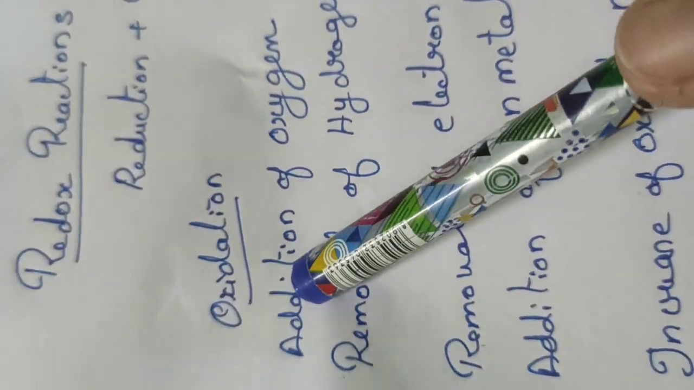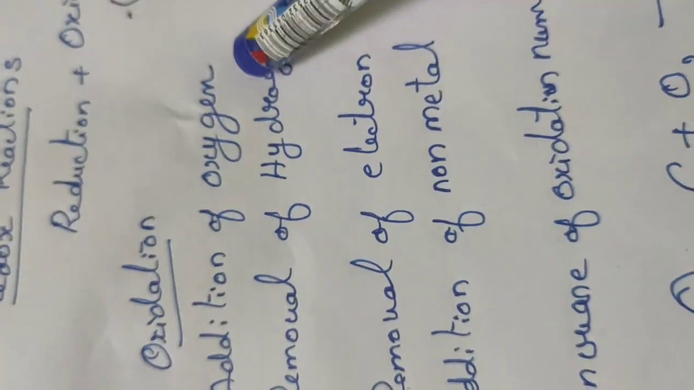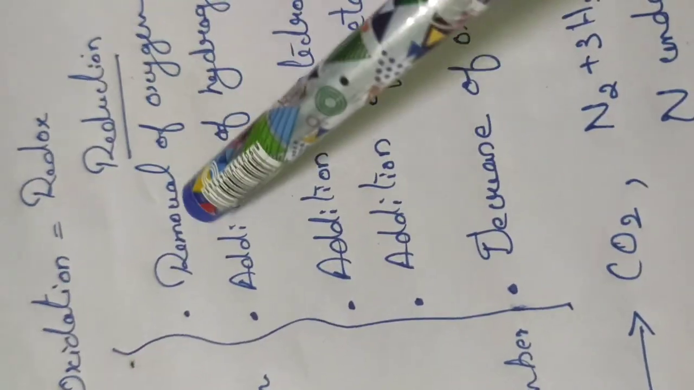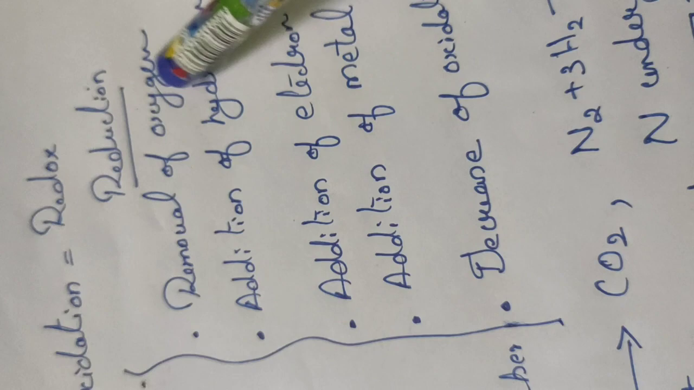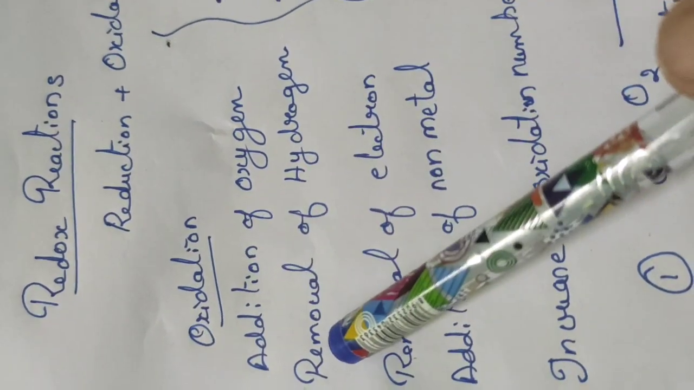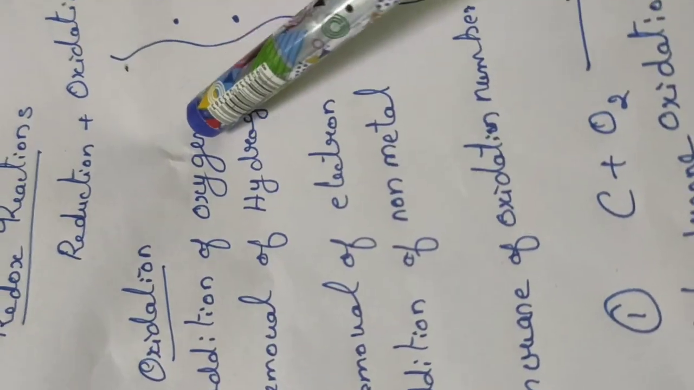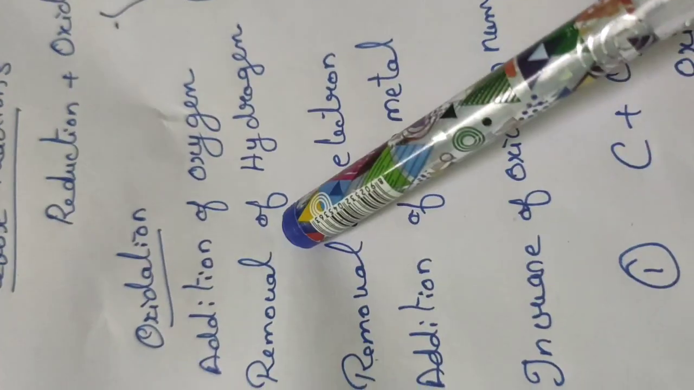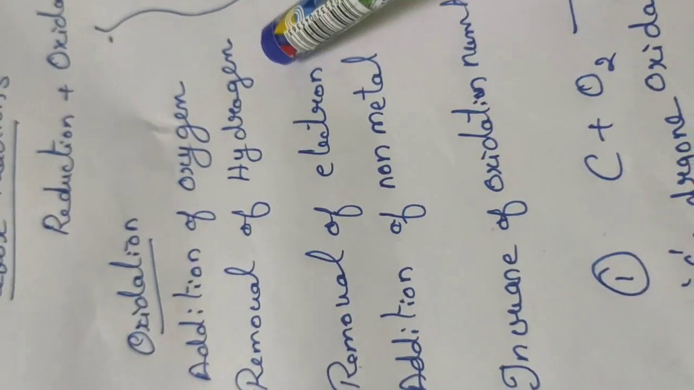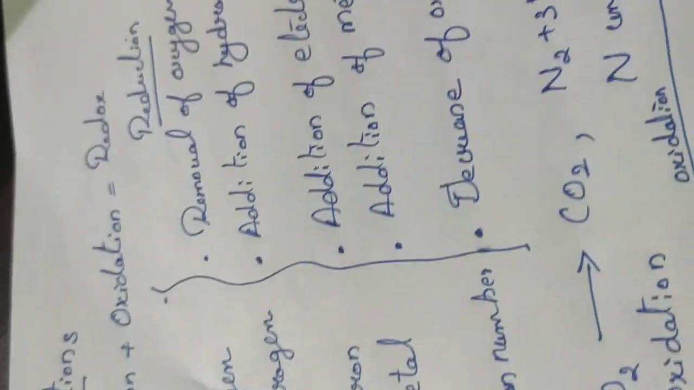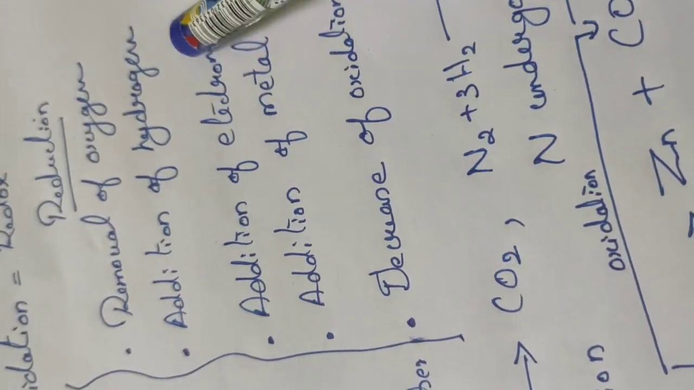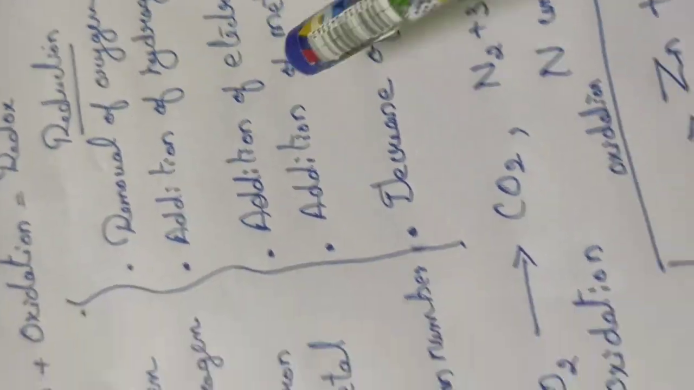See here, oxidation means addition of oxygen. At the same time, removal of oxygen we call reduction. So, oxidation and reduction are opposite. Now, we can say it in terms of hydrogen. Here we said it in terms of oxygen. Here it is in terms of hydrogen. Removal of hydrogen is called oxidation. Addition of hydrogen is called reduction.